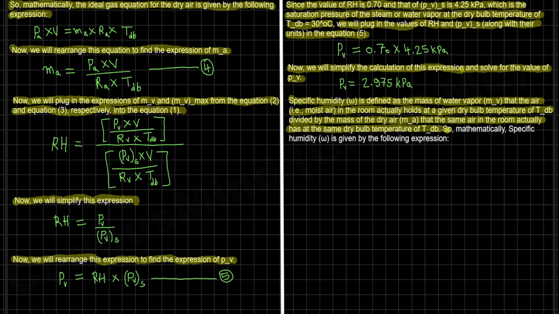Alright, so mathematically, specific humidity omega is given by the following expression. So we have the mathematical expression of the specific humidity.